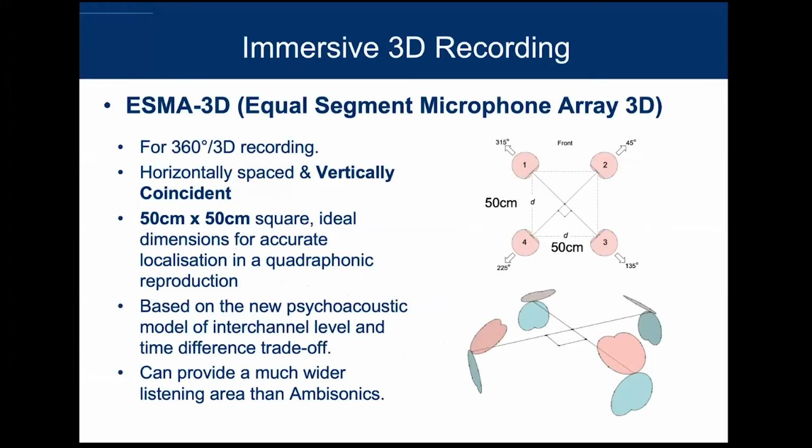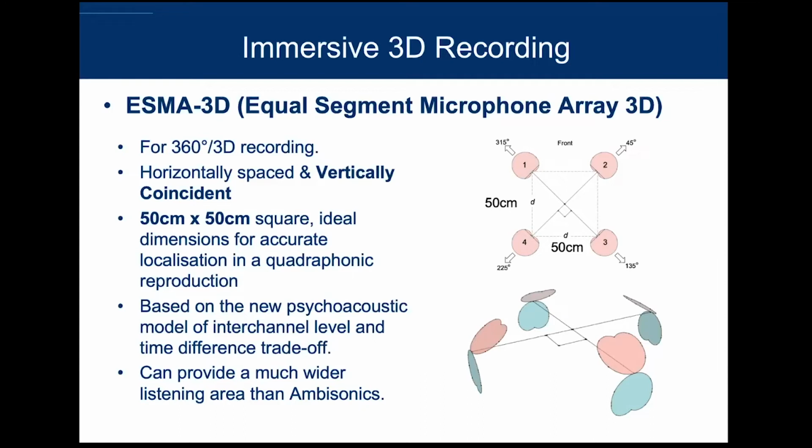So ESMA 3D is a microphone configuration I proposed a few years ago. It's called equal segment microphone array 3D. This general concept itself was actually developed by Michael Williams in the 80s, but the motivation wasn't for 360 VR. It was more for quadraphonic loudspeaker playback. But I thought that concept is really perfect for 360 VR, because with ambisonics you can rotate the sound field, you can capture the 360 scene.